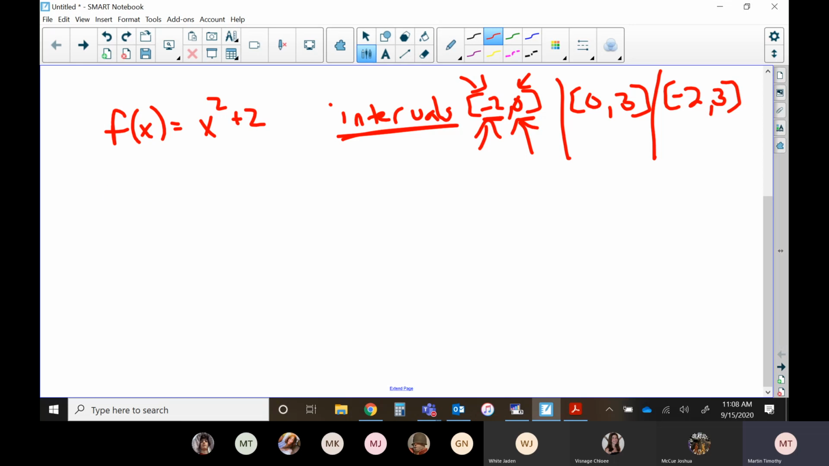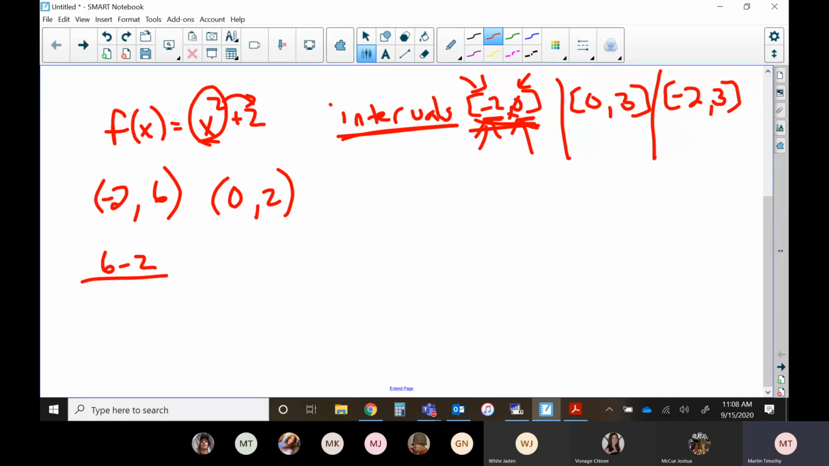So what I have to do is go, I know the x. How do I find the y? You plug in. -2 squared is going to be a 4. 4 plus 2 is 6. So there's one ordered pair. Then I use the 0. 0 squared is 0 plus 2 is 2. Now I've got two ordered pairs for this interval. I do y minus y, 6 minus 2 over, since I did 6 first, I got to do -2 minus 0, which is 4 over -2, or -2 is my slope. That is the slope for this interval.